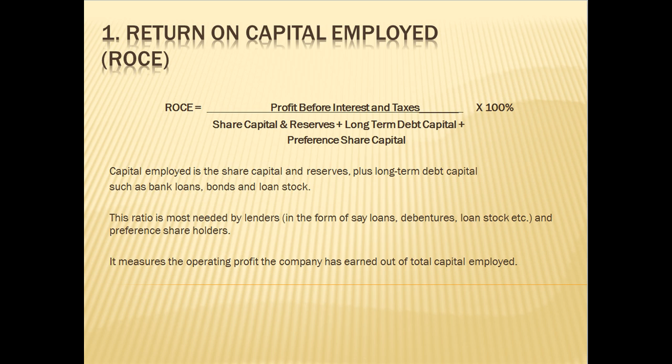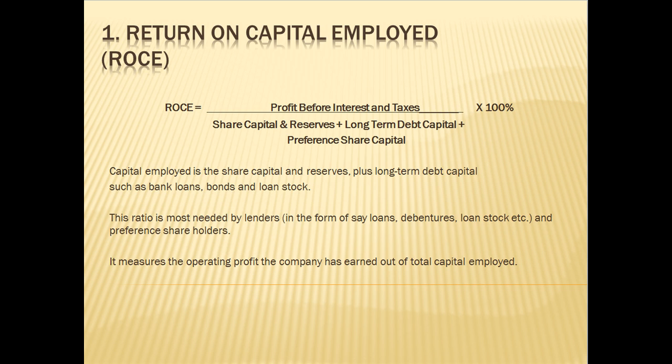This ratio shows how much return a company is earning out of the total capital invested. Now the total capital includes capital invested by the company on its own, that's the shareholders' capital, the capital invested by the lenders of the company, and thirdly, the preference shareholders who have invested in the company.